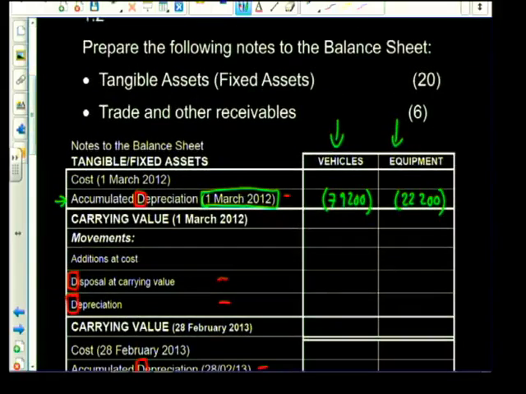That figure is 60,200 rand, because remember, we shouldn't include the additional equipment that we bought during the year. That's going to be shown here as an addition for this financial year.